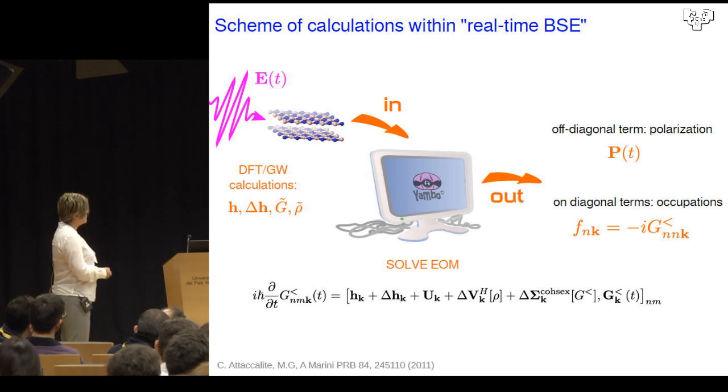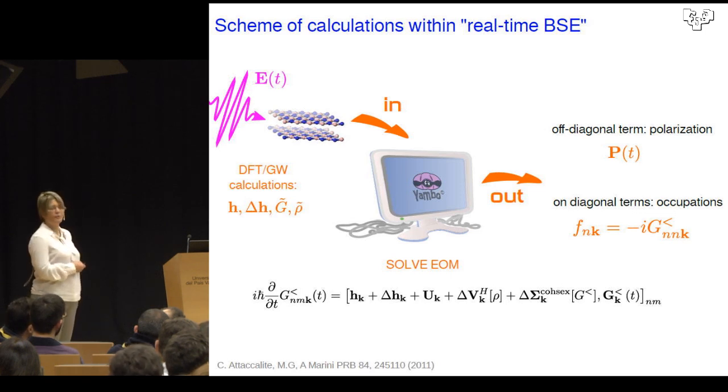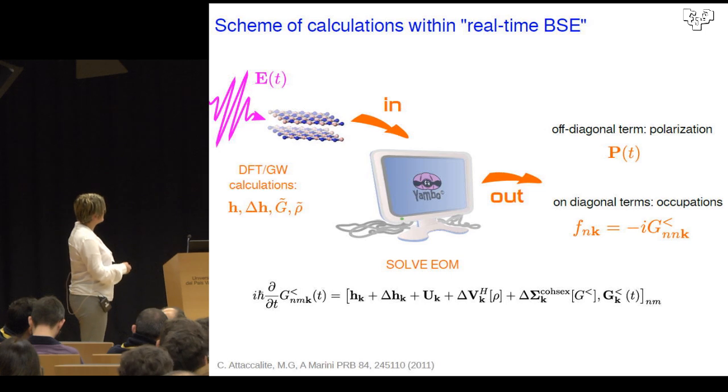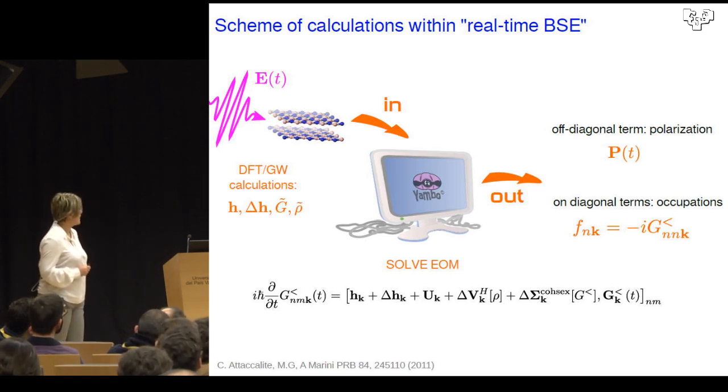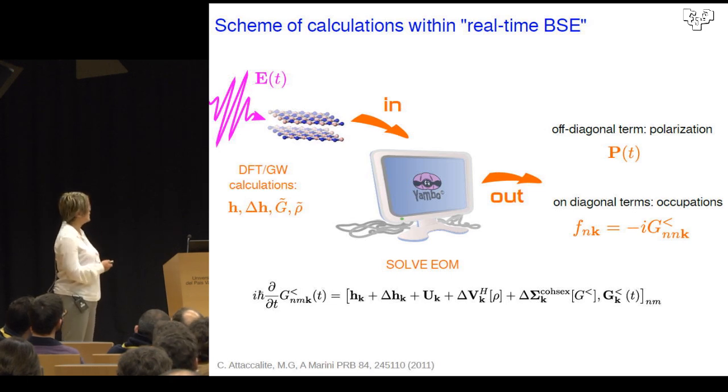In this equation we have the small h, which is the Hamiltonian of our Kohn-Sham system. We calculate this from a DFT calculation. Then we can calculate the correction using GW. U is the interaction with the field. We are in the dipole approximation, so it's just a time-dependent signal that we input.